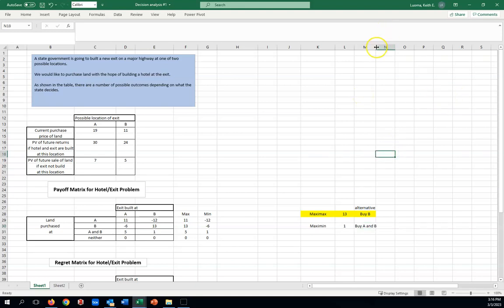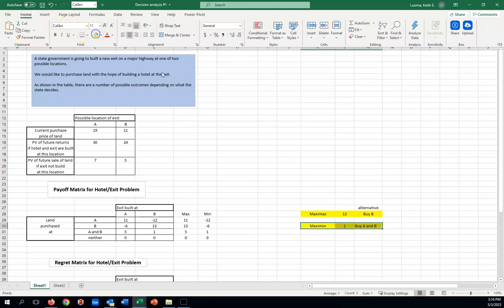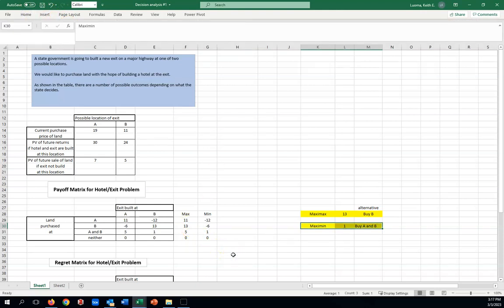Let's just pause for a second here, and let's kind of look at the psychology which is going into that one. If we buy land at A, we could make a lot of money, 11 million. We could also lose a lot of money, 12 million, right? So there's a big range there. With B, we could lose, in my opinion, a lot of money, 6 million. We could make 13 million.